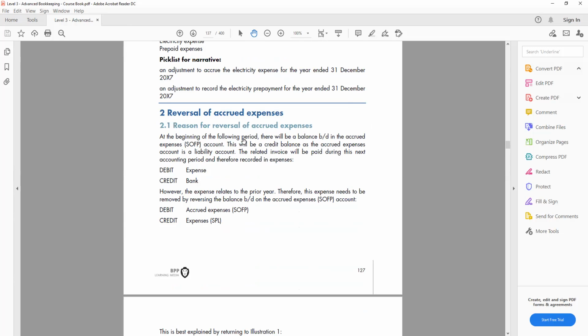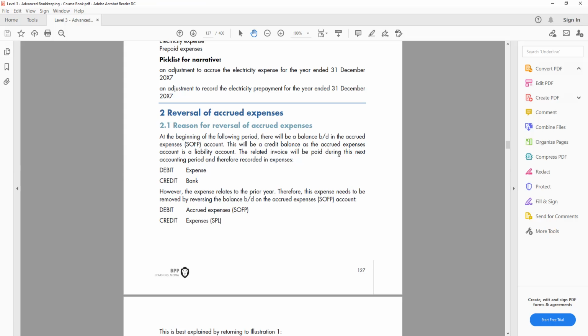At the beginning of the following period, there will be a balance BD in the accrued expense account. So obviously at the beginning of the period, there will be an opening balance that comes from last year, that is 56. When I open the account for the next year, I'm going to see 56 came from last year, because of the amount we didn't pay, the expense we claimed but didn't pay. This will be a credit balance as the accrued expense account is a liability account. Of course, it is a credit balance because it's a liability.